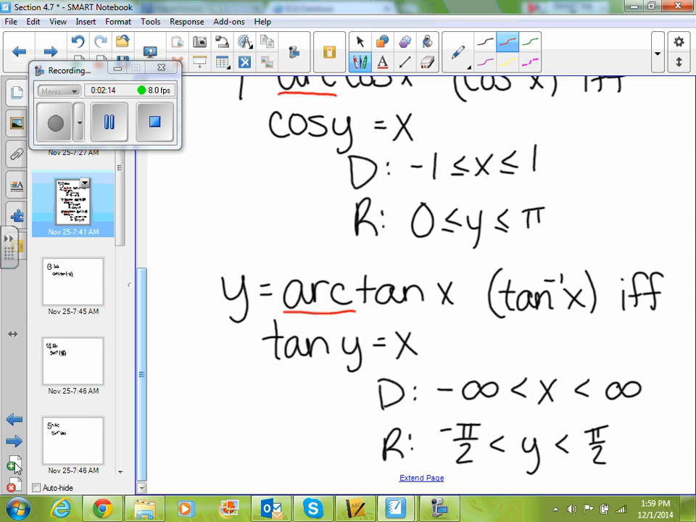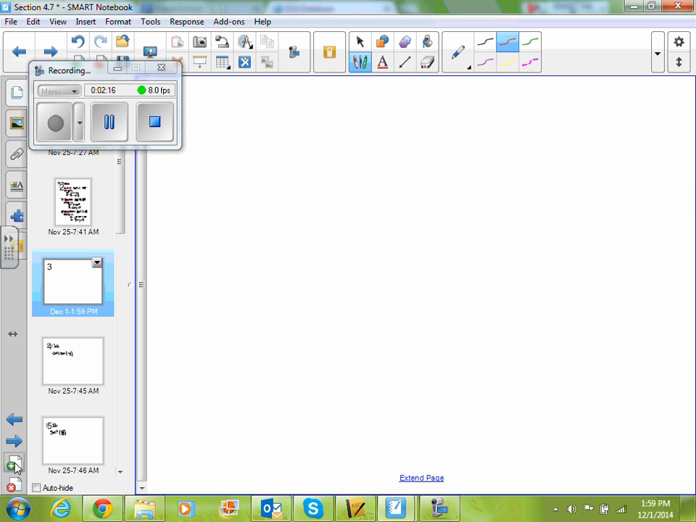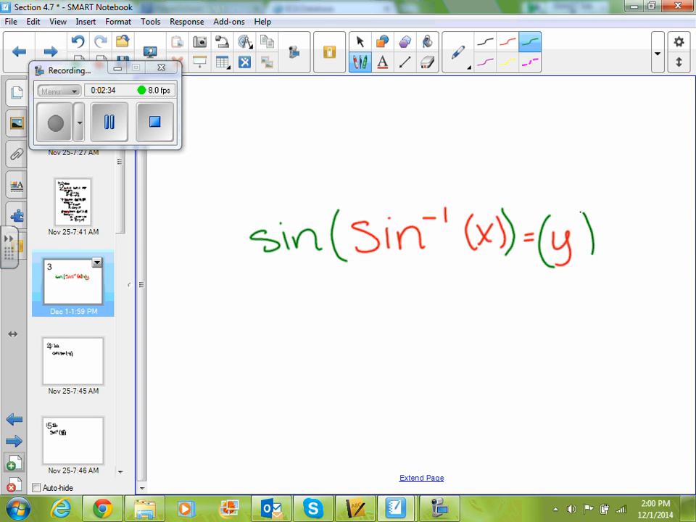Okay, and then the only other thing you need to know is that if you're given an inverse sine function, let's just use sine, inverse sine of x equals y. To undo an inverse, you multiply by the regular function. So the inverse of sine is sine. So then an inverse sine and a regular sine cancel. So x would equal sine of y, which is where that comes from.